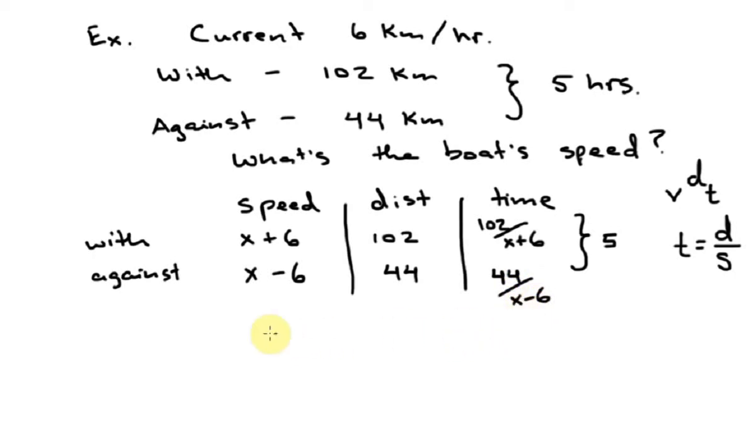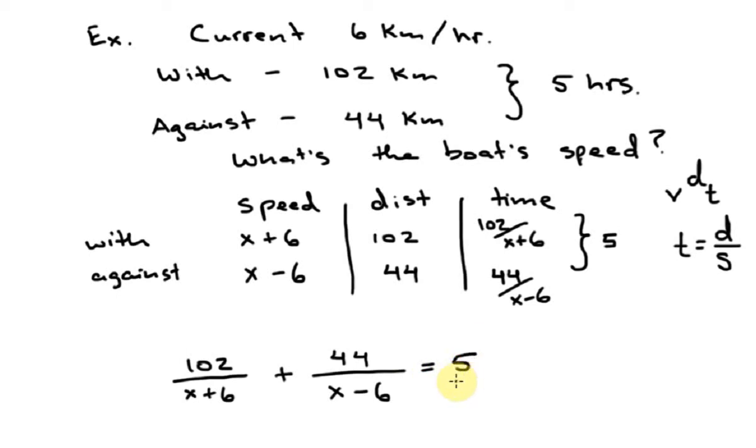Well, here comes my equation. I can now set up the time that I'm going with the current. Okay, so 102 divided by x plus 6. I'm going to add to that the time when I go against the current. And that's going to equal my total time of 5. So now I've got my equation. Now I can go ahead and solve it.